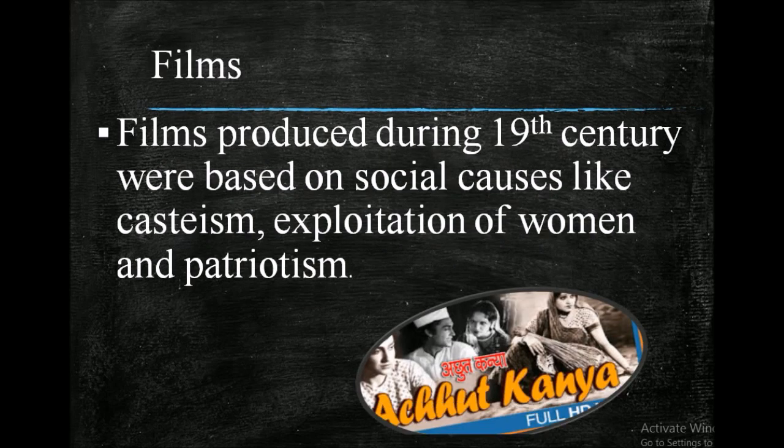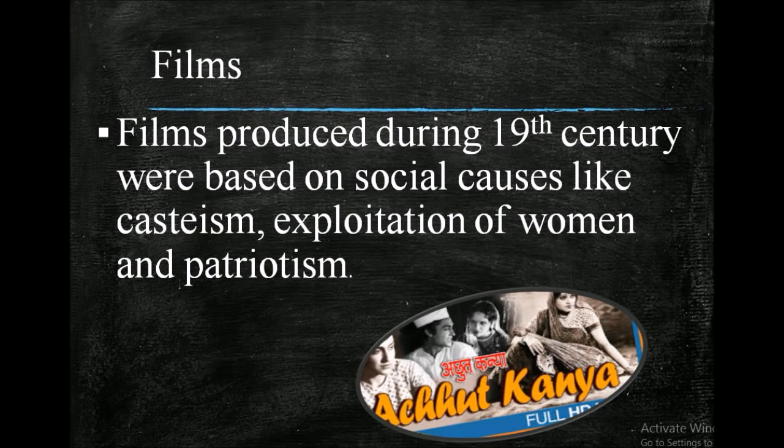Now, films. Another important source of information was the films produced during the 19th century, which were based on social causes like casteism, exploitation of women, and patriotism. All these films act as an important source of information as they capture the prevailing mood of the society and existing social and cultural norms.